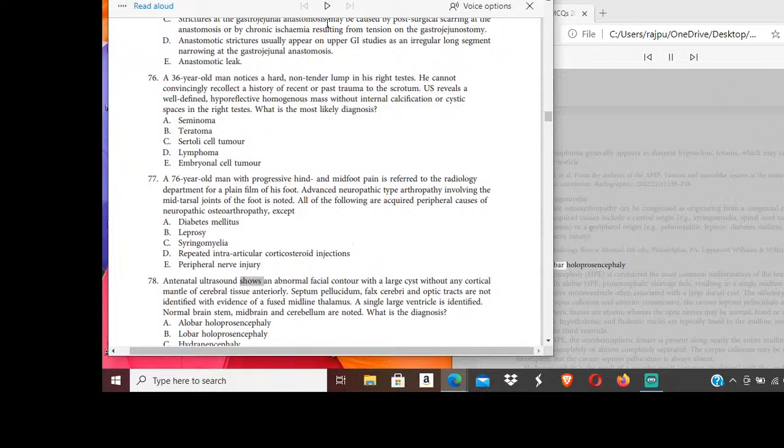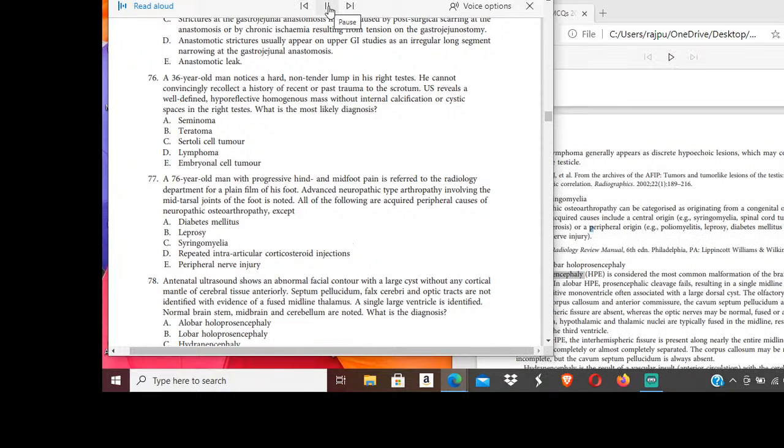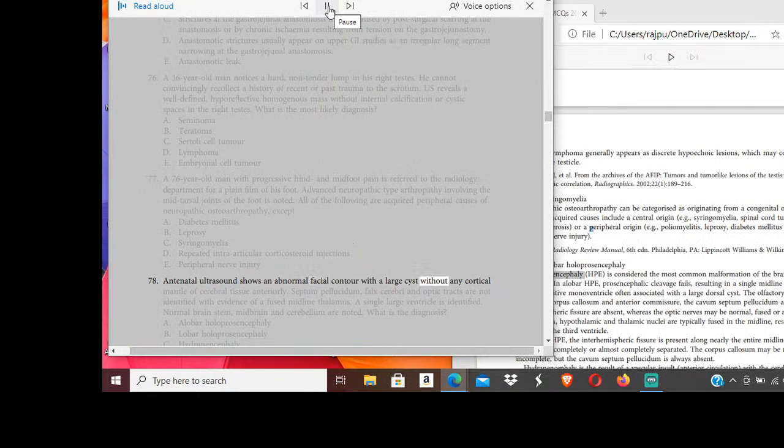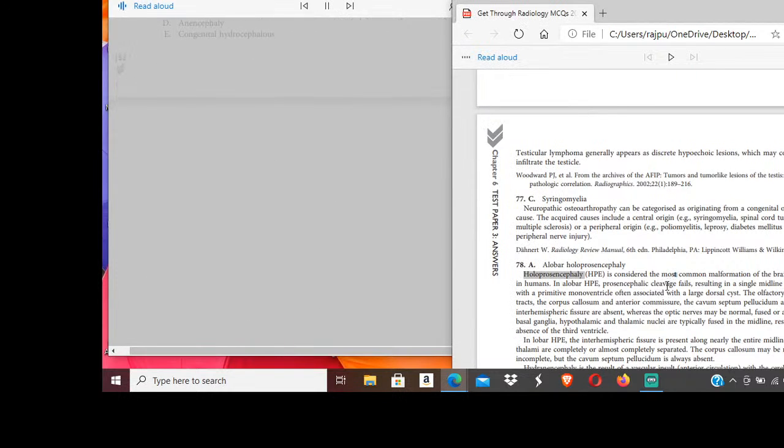78. A. Lobar holoprosencephaly shows an abnormal facial contour with a large cyst without any cortical mantle of cerebral tissue anteriorly. Septum pellucidum, falx cerebri and optic tracts are not identified, with evidence of a fused midline thalamus. A single large ventricle is identified. Normal brain stem, midbrain and cerebellum are noted. What is the diagnosis? A. Lobar holoprosencephaly. B. Lobar holoprosencephaly. C. Hydranencephaly. D. Anencephaly. E. Congenital hydrocephalus.